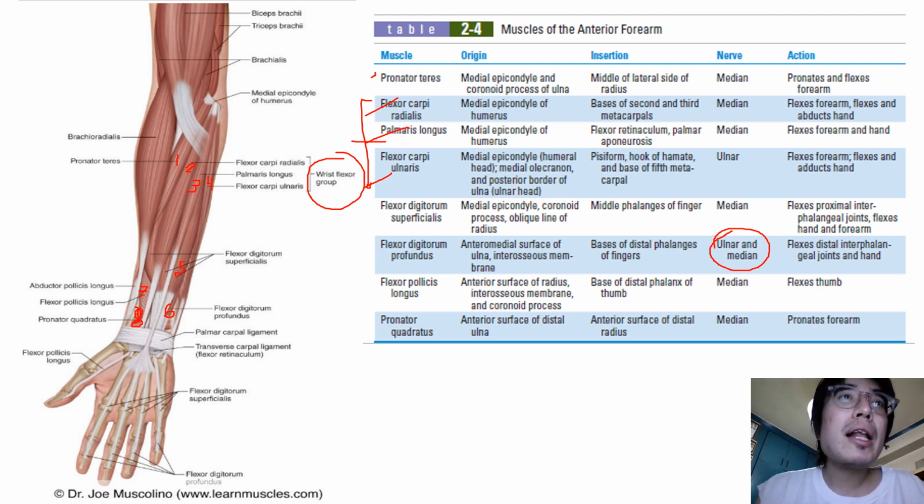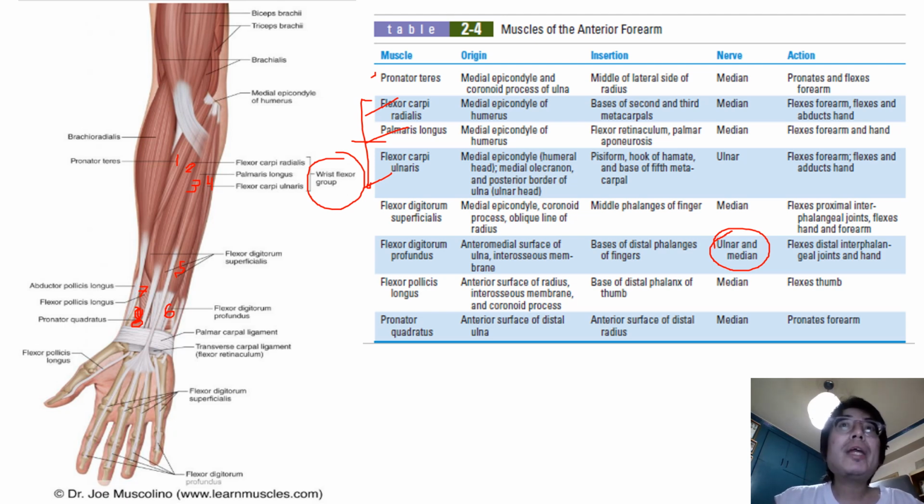A smaller muscle, distally even, closer to the wrist, is the flexor pollicis longus. The flexor pollicis longus has its origin from the anterior surface of the radius, the interosseous membrane, and the coronoid process, and it inserts into the base of the distal phalanx of the thumb. When we hear the term pollicis, it refers to the thumb. The FPL, the flexor pollicis longus, is innervated by the median nerve, and its function is to flex the thumb.